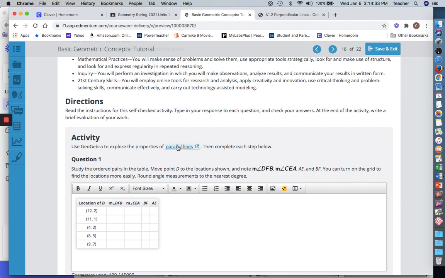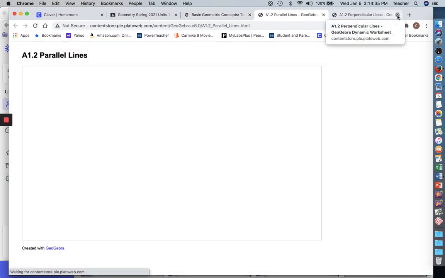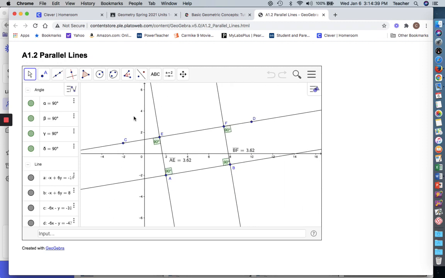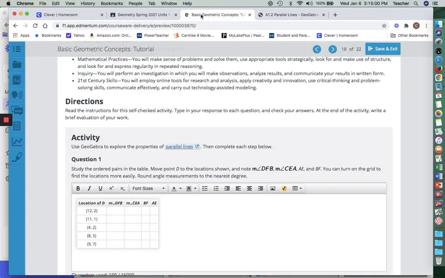So we're going to go into GeoGebra. Parallel lines. Okay, we got a figure here. It looks like a tic-tac-toe board to me. So it looks like I've got two sets of parallel lines. Ones that are going up and down. Those are parallel because I see 90-degree angles. And another set going left and right. Again, those are parallel because I see 90-degree angles.